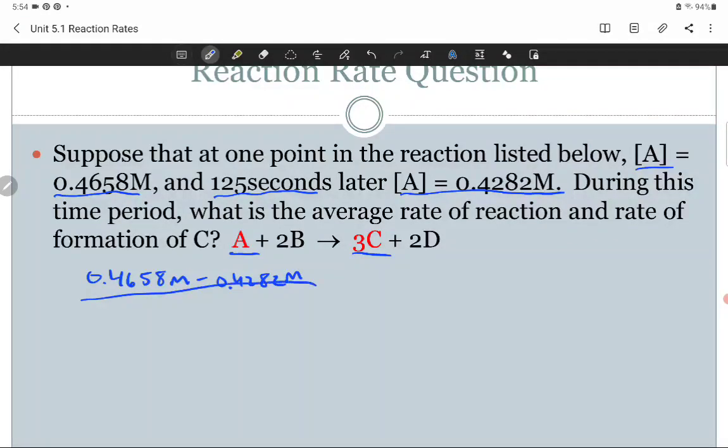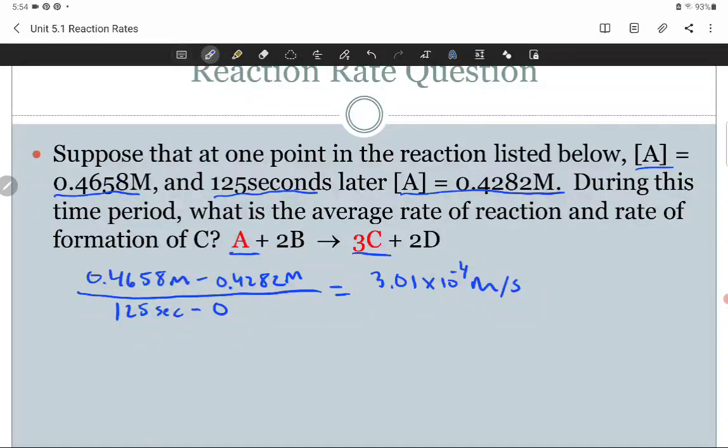Whoops, that's not a very good line. Let's do that over again. And then divide that by the change in time, and we start at 0. So you could have just left this at 125 seconds if you had preferred. And when you do that subtraction and the division, round that. This is the disappearance for A, and if I don't want to use words, I could just slap a sign in there of a negative.